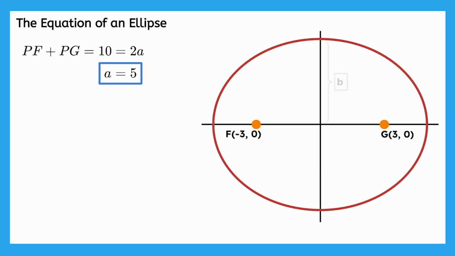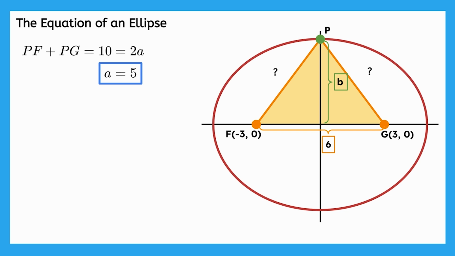How do we find b? Now imagine pulling the string to the top co-vertex. Notice the triangle formed by the strings and the x-axis. Can you figure out what the side lengths of this triangle must be? The base of the triangle should be 6, but what about PF and PG?